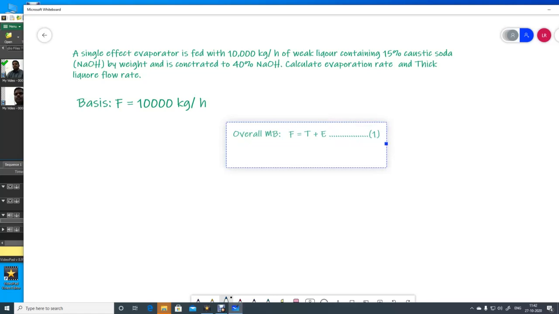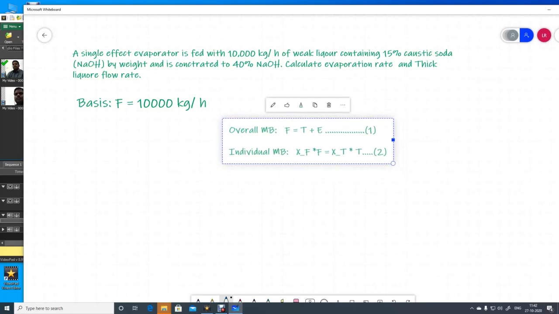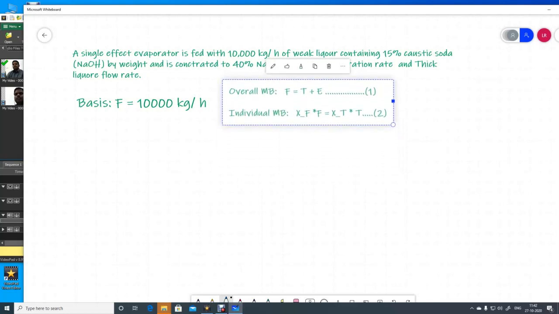Then we can write the individual material balance for solids. So here the solid is caustic soda, and it is given that the feed contains 15% caustic soda. Therefore XF is equal to 0.15. So we can write the individual material balance: XF into F is equal to XT into T. That is equation number 2. Because Xe is equal to 0, there is no solid carried away by the evaporate, so Xe into E we won't write.